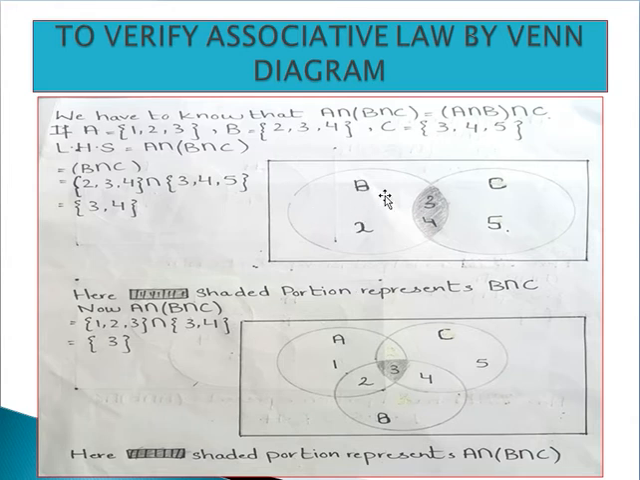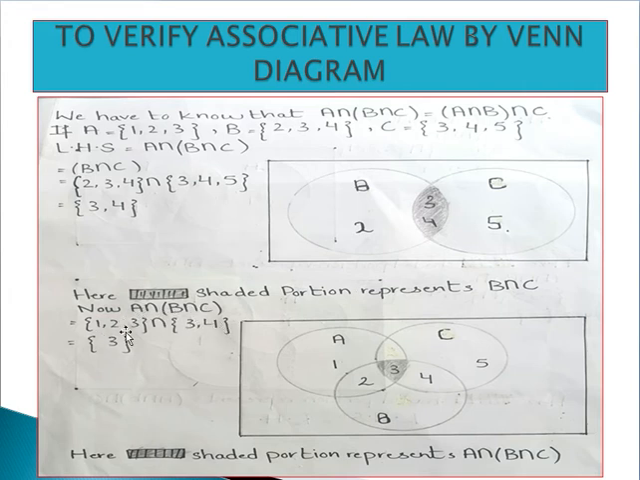Students, set B has elements 2, 3 and 4 and C has elements 3, 4 and 5. These circles are overlapping. So it means here something is common, and that is 3 and 4. So the shaded portion represents B intersection C. Now A intersection (B intersection C).